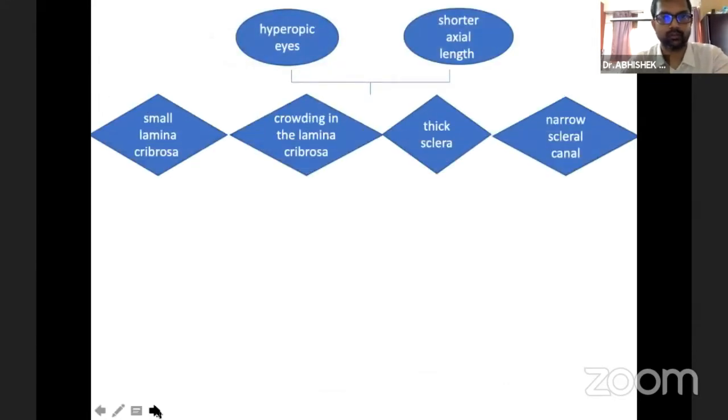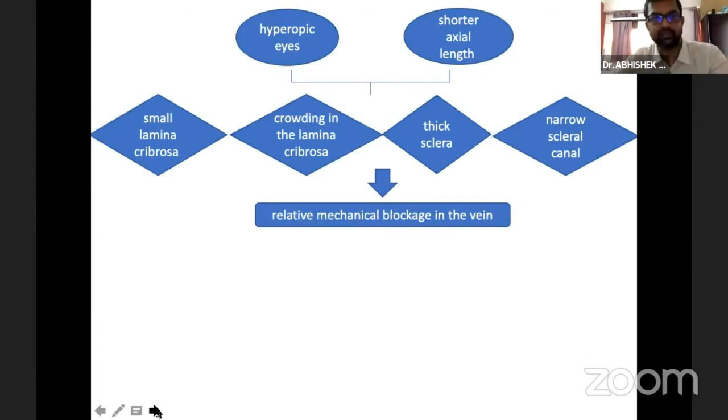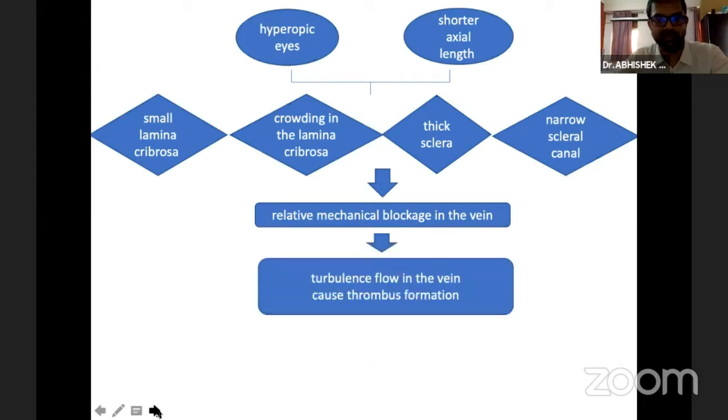So, in order to hypothesize, we have a hyperopic eye with a short axial length. So it might lead to a small lamina cribrosa. There can be crowding at the lamina cribrosa with a thick sclera and a narrow scleral canal. And this may lead to a relative mechanical blockage in the vein and turbulence of the flow in the vein, predisposing to a nidus of thrombus formation, and it may lead to an RVO.